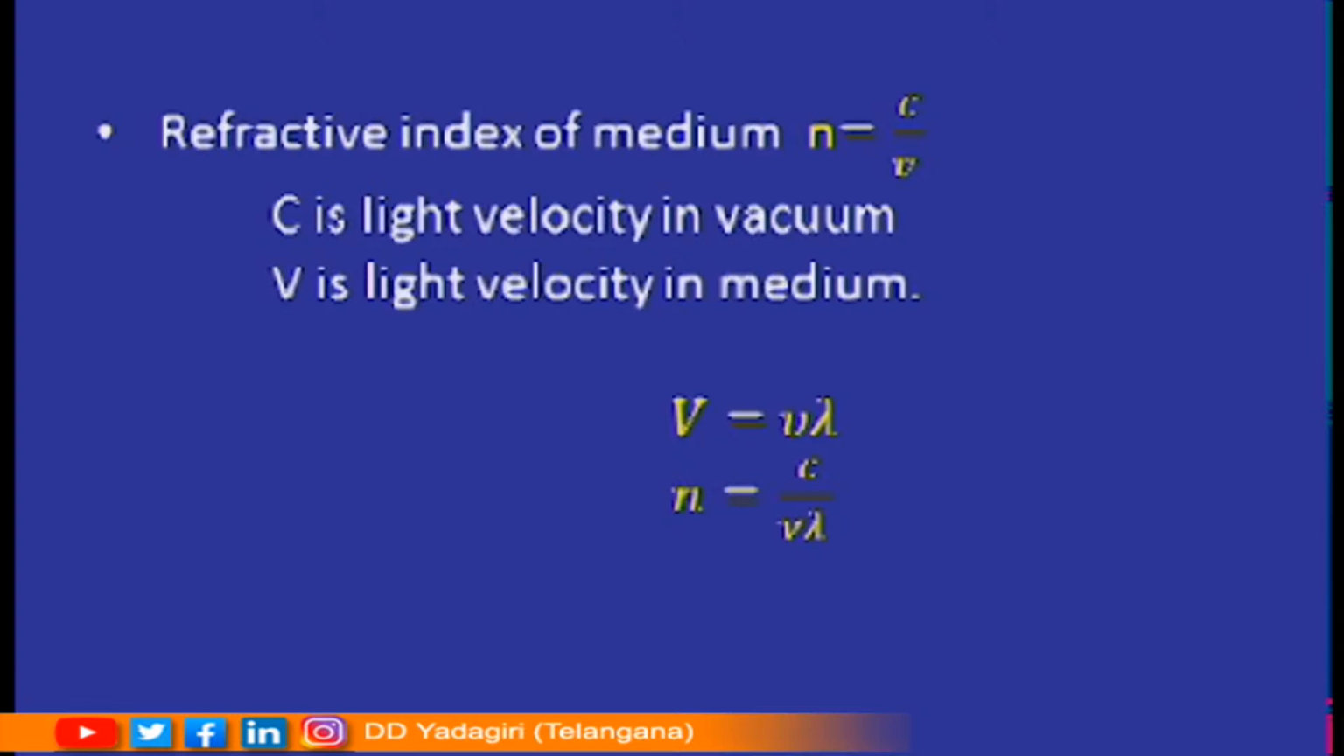n = c/(νλ). Here c, the light velocity in vacuum, is a constant value, and the frequency ν is also constant. This is very important, children. The frequency of light does not change whenever it travels from one medium to another, which means the frequency of light does not change whenever it refracts. Only the wavelength changes, and also the speed changes, but there is no change in the frequency.